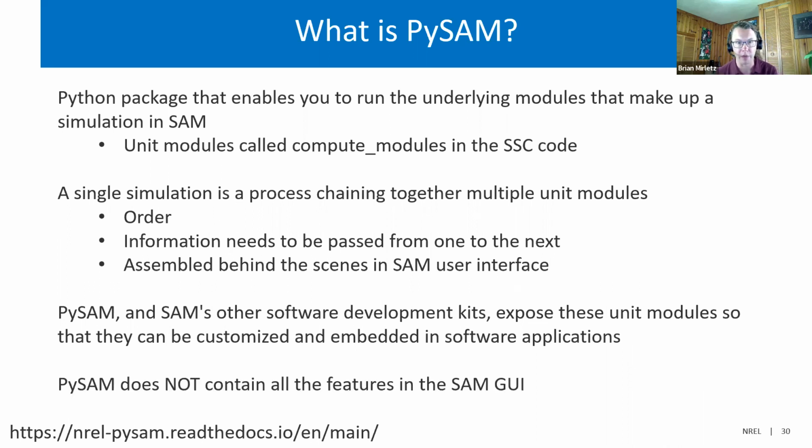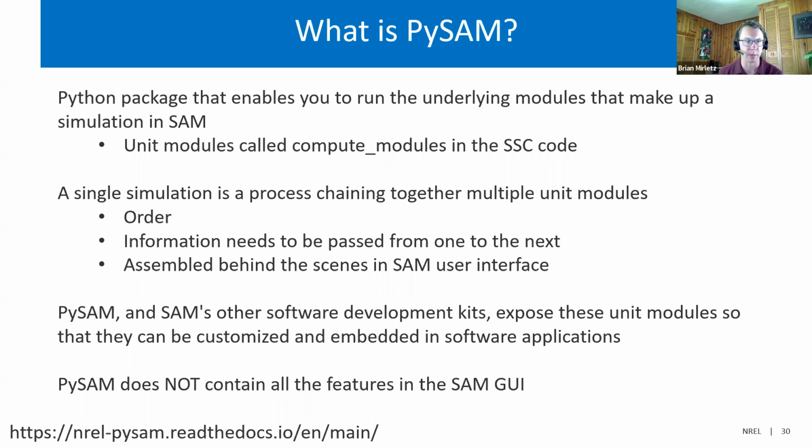And then an important caveat: if you're running PySAM, it does not contain all of the features of the SAM GUI. I think probably the classic example of this is if you're modeling a detailed PV system and you change the number of strings in parallel, the system capacity variable does not get updated by default in PySAM, whereas it does in the GUI.